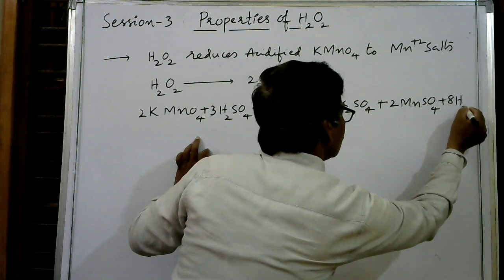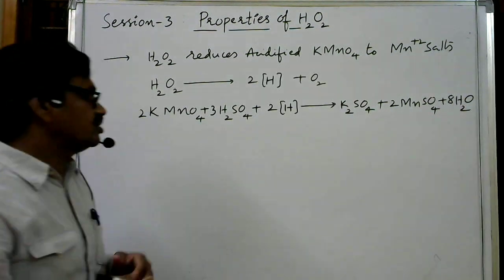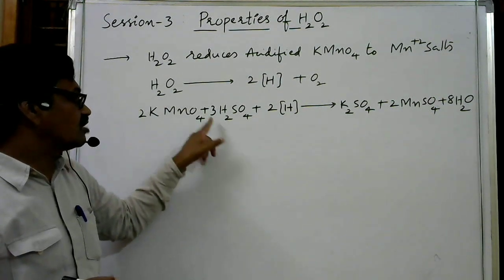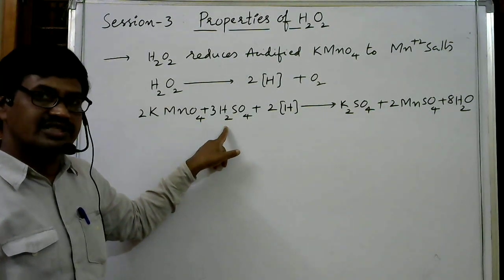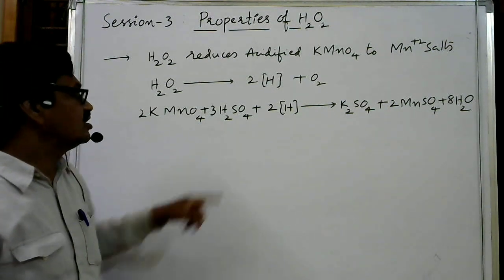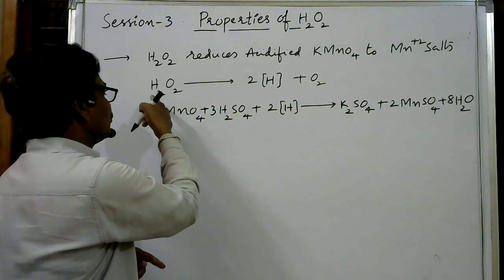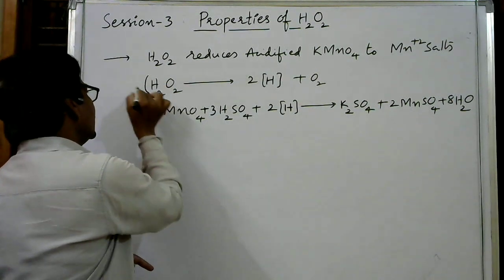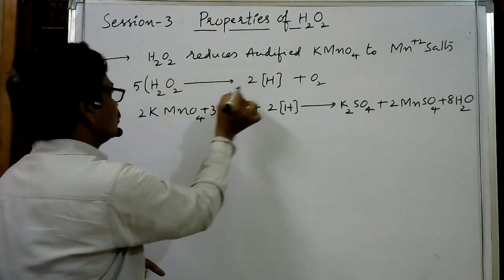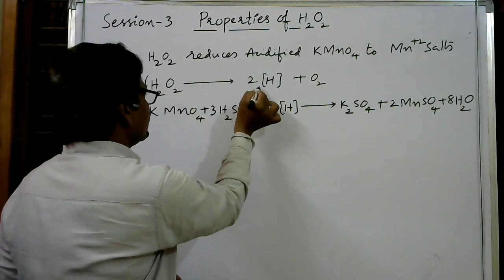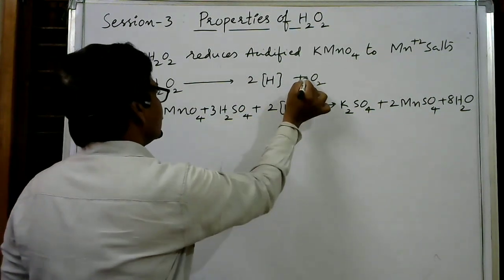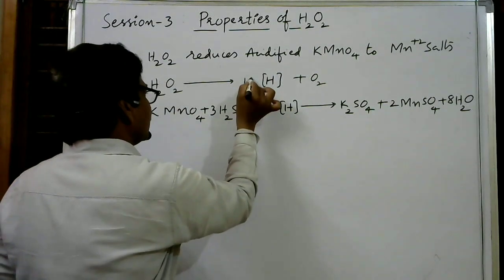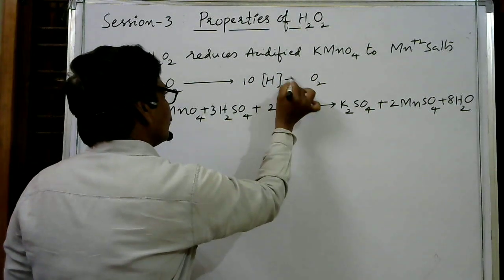8 H2O means 16 hydrogens are required. Among 16 hydrogens, 6 hydrogens are present here, so the remaining 10 hydrogens are from here. One H2O2 produces 2 hydrogens, so I am taking 5. 5H2O2 give rise to 5 into 2, 10 nascent hydrogens and 5 O2. Like this we can write. Otherwise, directly I am writing here 5H2O2, 10 nascent hydrogens, and 5 O2.